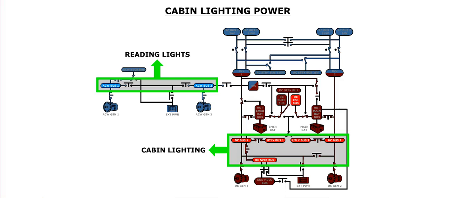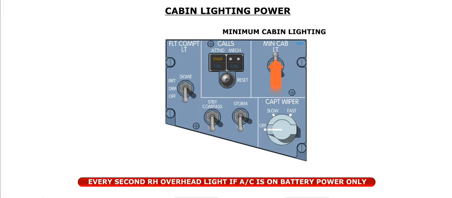In order to provide a minimum amount of cabin lighting, every second overhead light on the right-hand side of the cabin is powered by the main battery. This minimum lighting is controlled by the minimum cabin light switch on the overhead panel. It should be noted that this switch is operative only when the aircraft is on battery power.